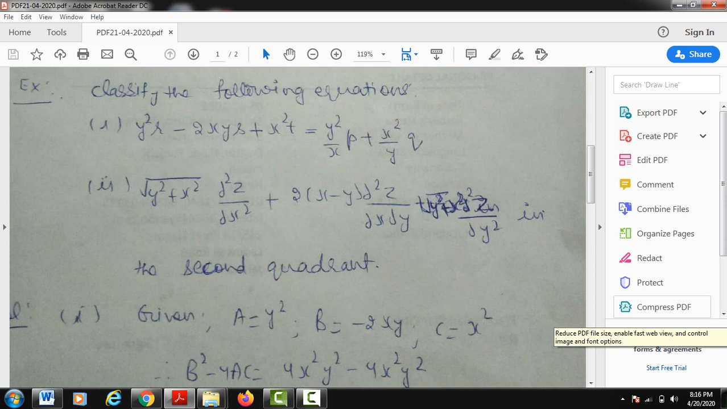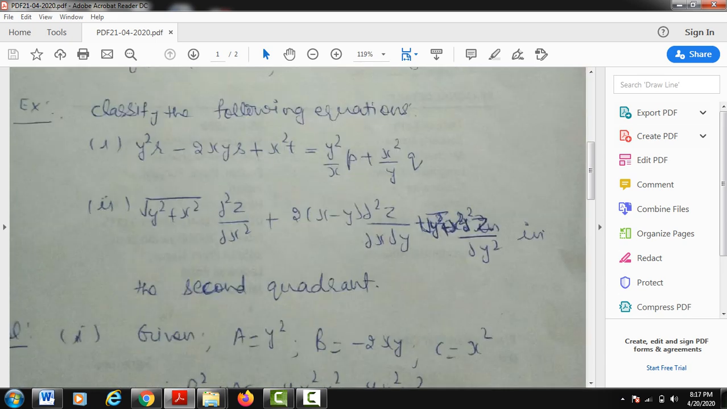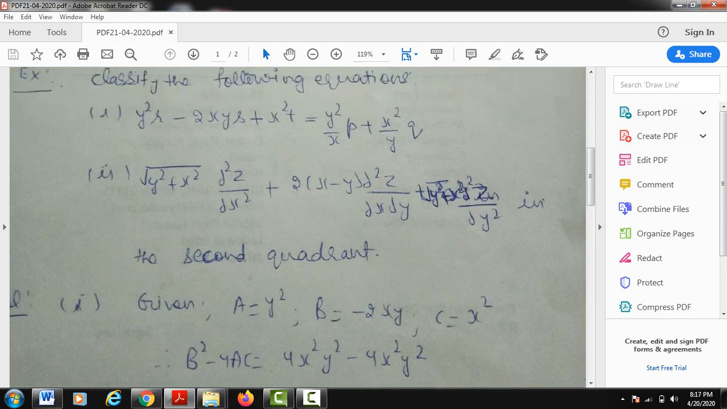Okay. So the given equation is y square r minus 2xy s plus x square t is equal to y square over x p plus x square over y q. First of all, students, I will compare this equation with the general equation I have written here: A ∂²z/∂x², which is r, plus B ∂²z/∂x∂y, which is s, C ∂²z/∂y², which is t, D ∂z/∂x, which is p, and E ∂z/∂y, which is q, plus F is equal to 0. If I compare this equation with that equation, I get A as y square, B as minus 2xy and C as x square.